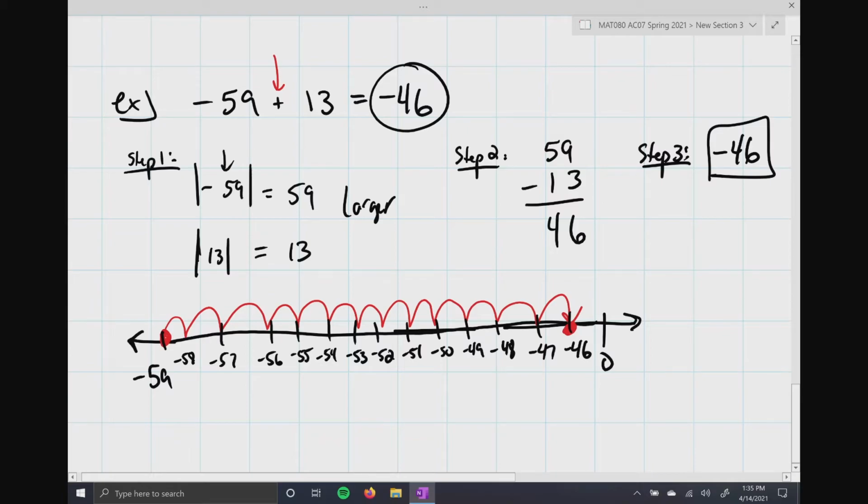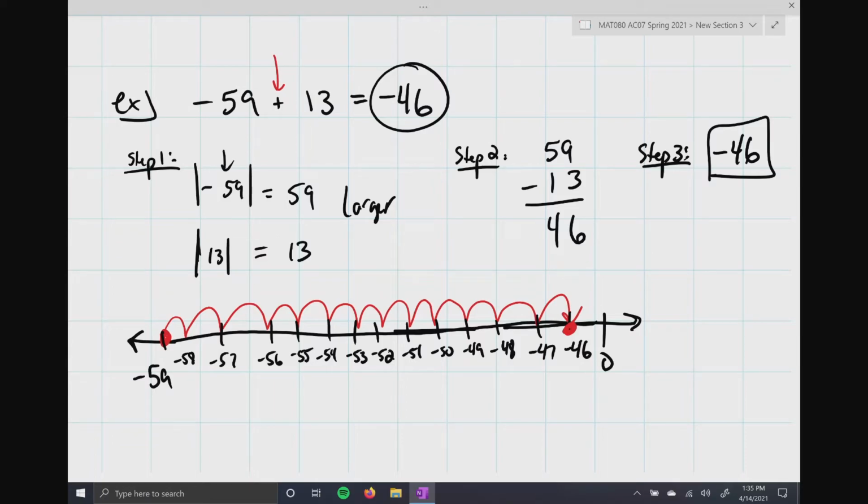So you got two rules that you got to know. The first rule, if the signs of the numbers are the same, then you combine the numbers and keep the sign. So you just add them and keep the sign. If the signs of the numbers are opposite, then you just follow those three little steps. Step one is to take the absolute value of each, label the larger. Step two is to subtract larger number minus smaller number. And then step three is just to figure out what the sign is.